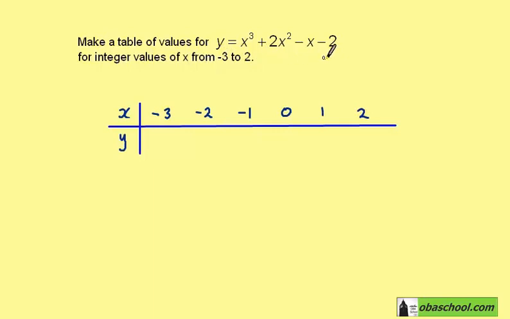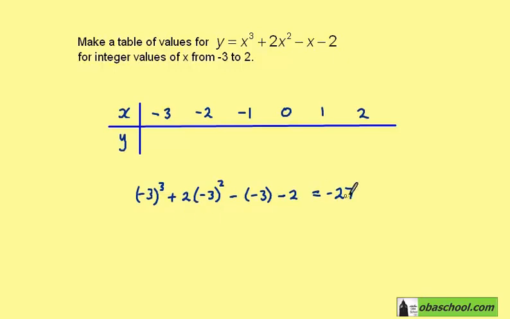Substitute minus 3 into the equation. We get minus 3 cubed plus twice minus 3 squared, take away minus 3, take away 2. If you're working this out on a calculator, input everything here directly, including the brackets. Without the calculator, minus 3 cubed is minus 27.